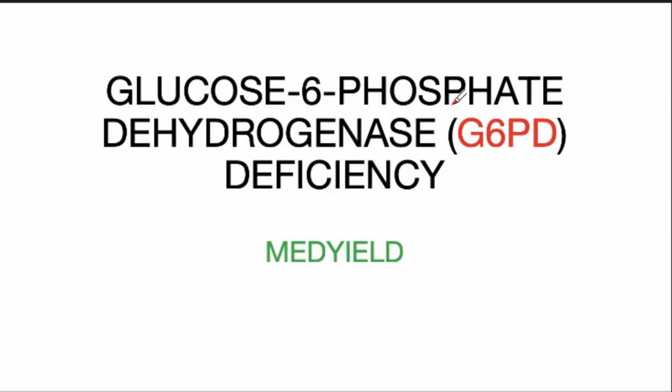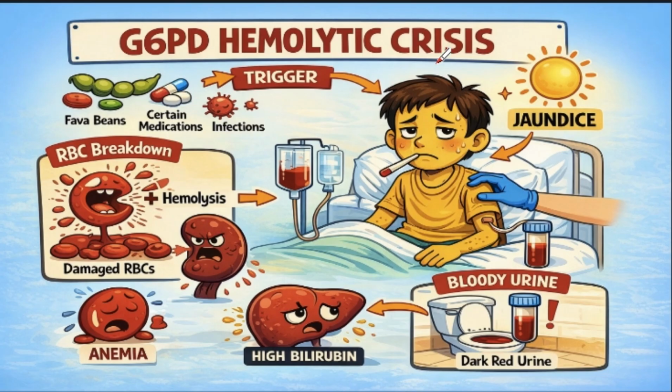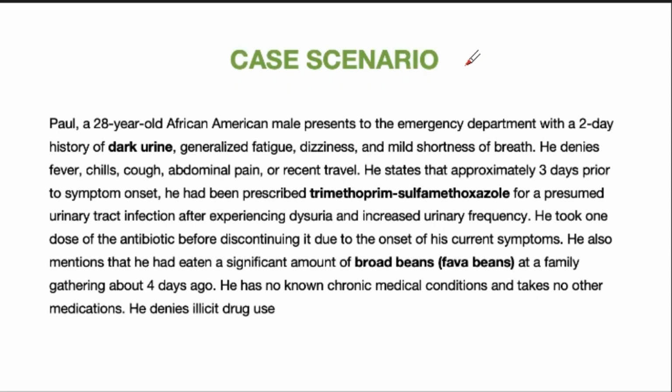As already stated, the topic for discussion today is G6PD deficiency. We first take this case scenario. Paul, a 28-year-old African-American male, presents to the emergency department with a 2-day history of passage of dark urine, generalized fatigue, dizziness, and mild shortness of breath. He denies fever, chills, cough, abdominal pain, or recent travel.